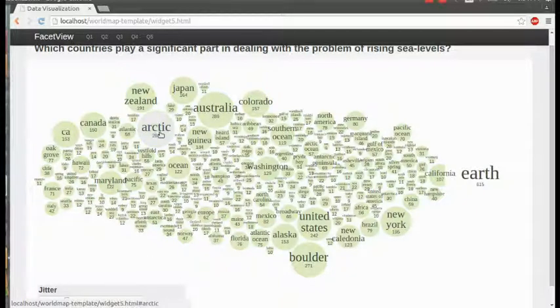As you can see, the Arctic is being talked about in 293 documents. This is a relatively more common location as compared to others. Other locations of importance are New Zealand, Australia, United States, Boulder, etc.